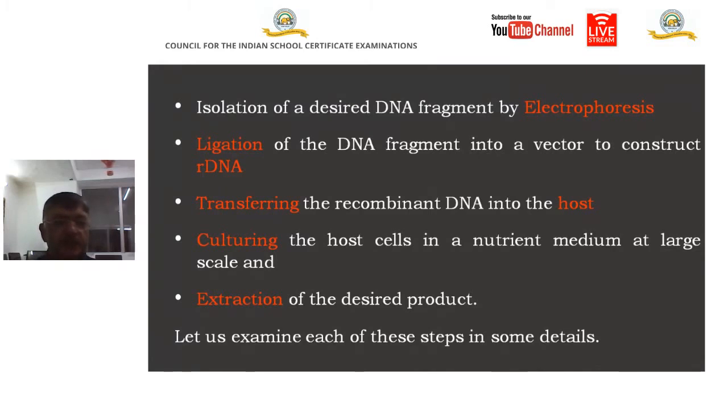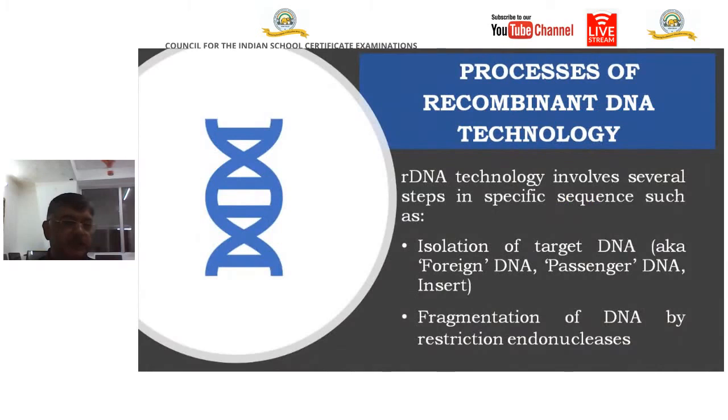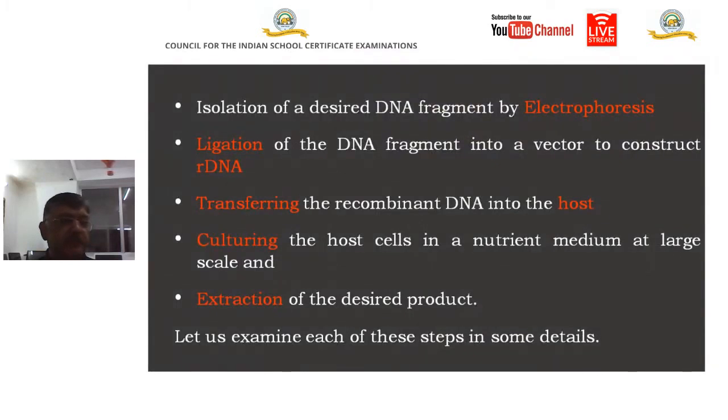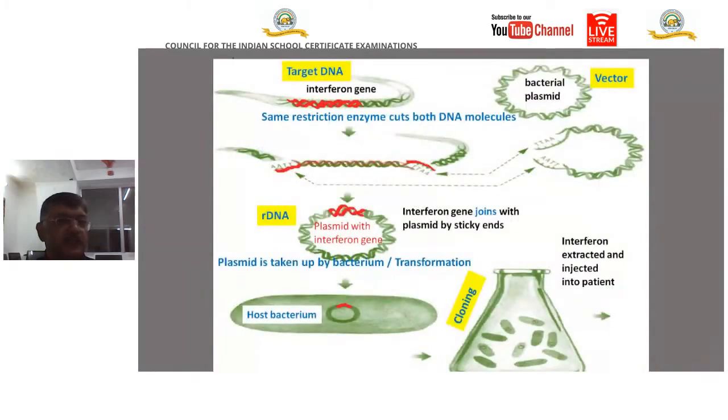Then this host needs to be selected first from a population of non-transformed hosts. Once we have successfully selected the transformed host, we culture it, we grow it in a nutrient medium for large scale production, from where the product can be obtained. Now we have to discuss each step in detail. But before that, this entire process that we discussed just now can be summarized in the form of this diagram.